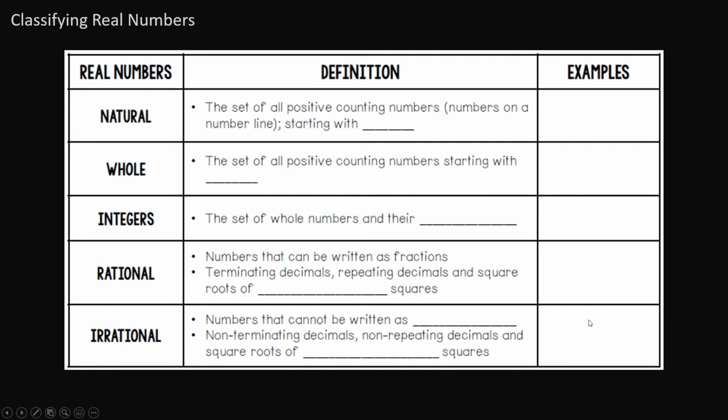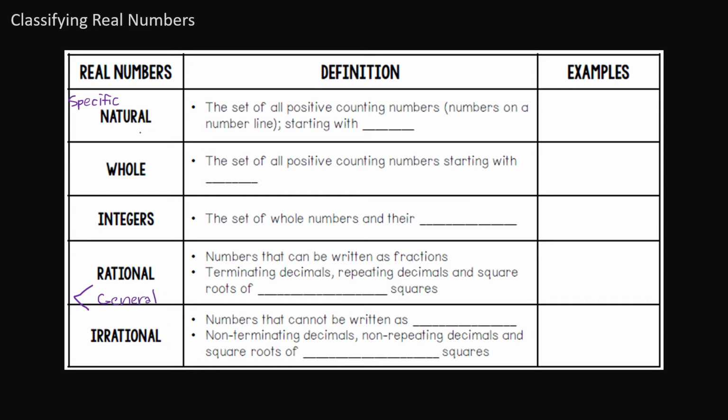So let's talk about these classifications of numbers. We've already talked about rational and irrational, but let's start from the most specific to the most general. So let me label this here. This is specific. Natural numbers are a very unique, specific type of number. Rational and irrational numbers are both very general types of numbers.